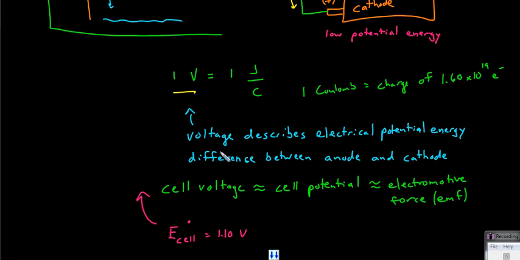Now we can describe the potential energy difference in a cell by the cell voltage, which is described in volts or voltage, and similarly also cell potential and electromotive force, EMF. In our previous case, we saw that with a copper and zinc cell, the standard E cell at 25 degrees Celsius and having 1 molar concentrations of those things, we had 1.10 volts.